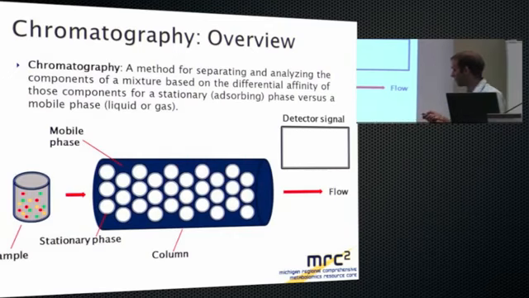So let's look at a visual example of that. Here are the components of a typical chromatographic analysis. You have your sample, what you want to separate. You have a column, which is typically a tubular container. I'll show you some examples later today in the demos.